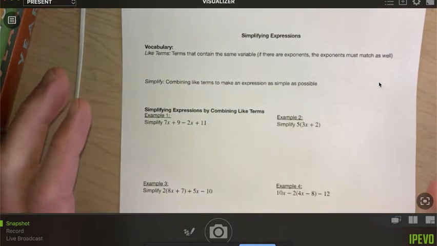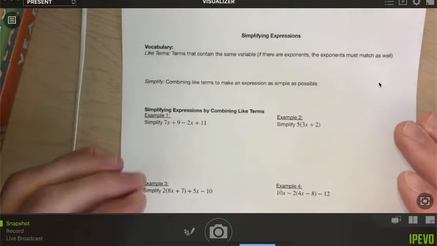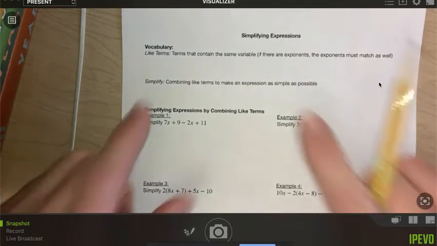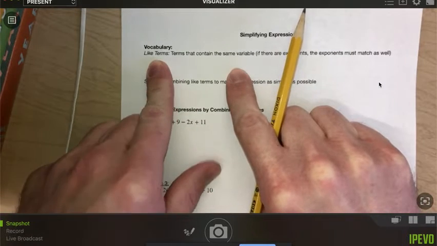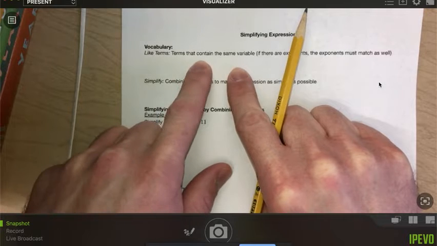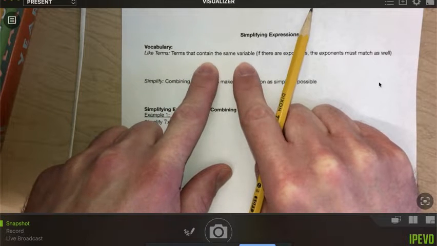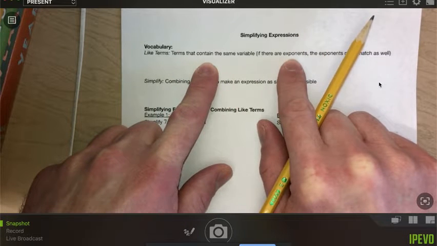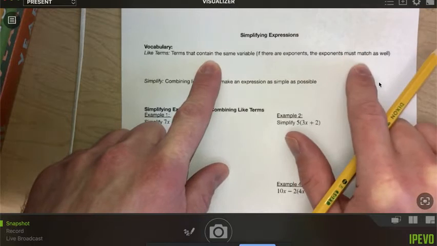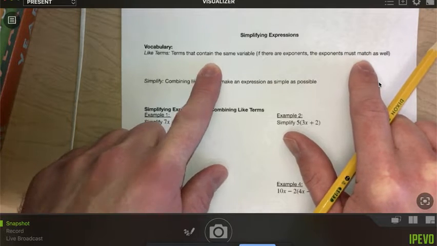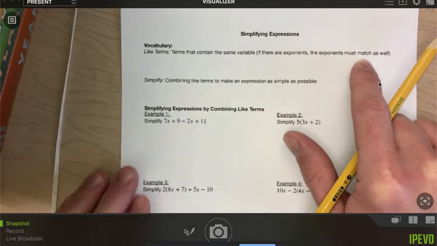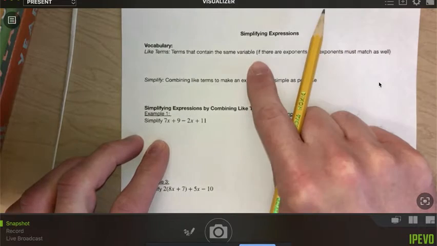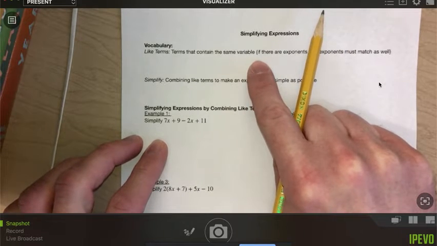Before we dive into that, I want to make sure we understand a couple things. Like terms should sound familiar, meaning you're looking for terms that have the same variable. And if there are exponents, not only would it have to be the same variable, but the exponents would have to match too. But we're not even going to talk about exponents today.